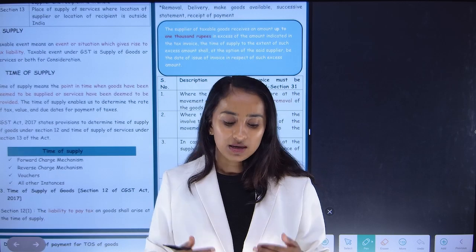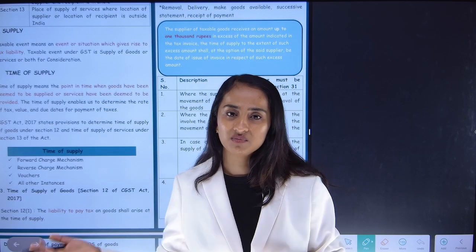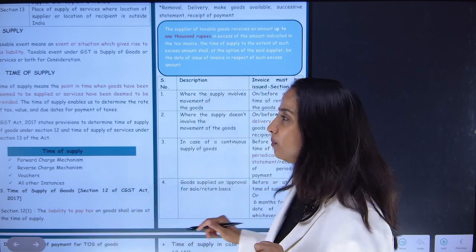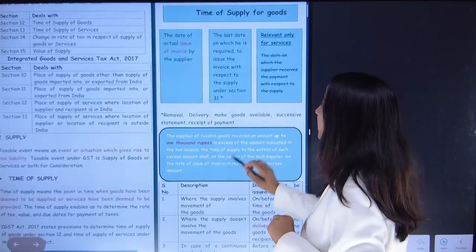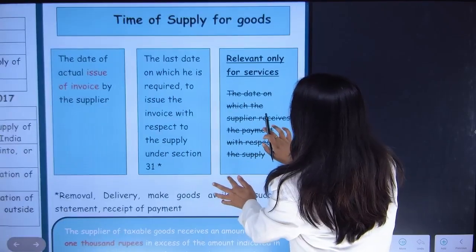Fine? Okay. Alright. So first, the liability to pay tax on goods shall arise at the time of supply. Means what? Let's say I sold something to you. When should I pay the tax to the government? So the time of supply rules, the sections will tell me when I am supposed to pay GST to the government.